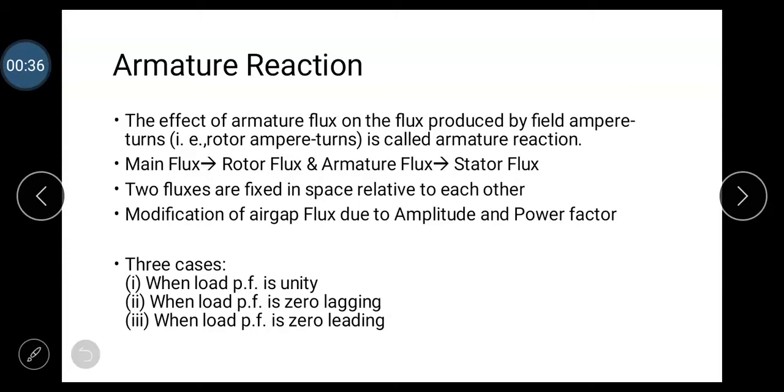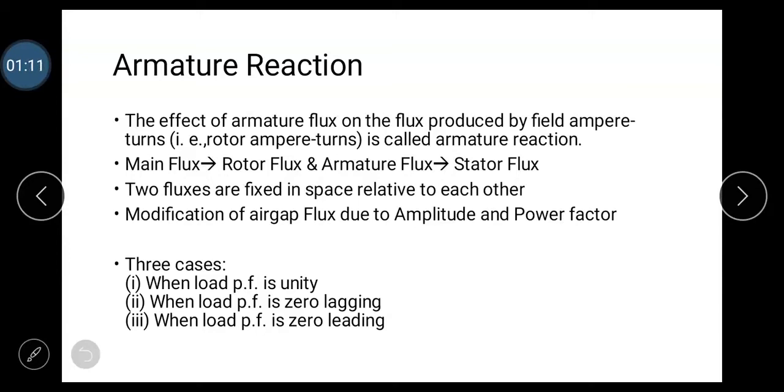But when the alternator is loaded, the three-phase current will flow through the windings of the armature. Whenever a current flows in a conductor, a flux will be established. So now the current is flowing through the alternator armature, so the flux will be produced.